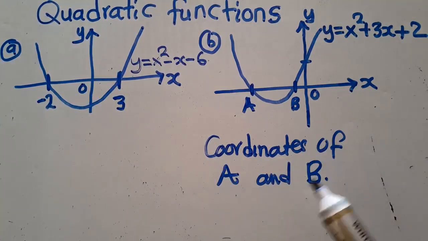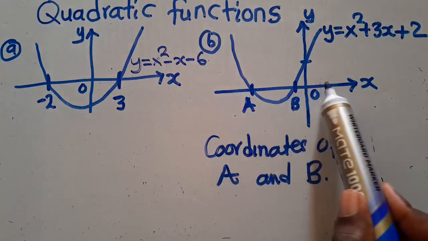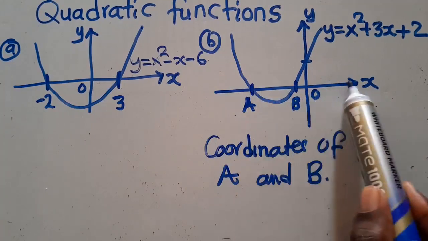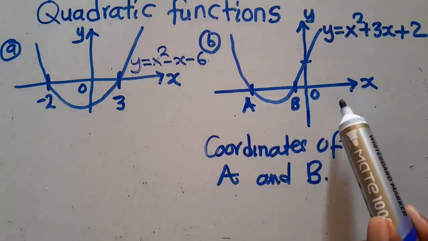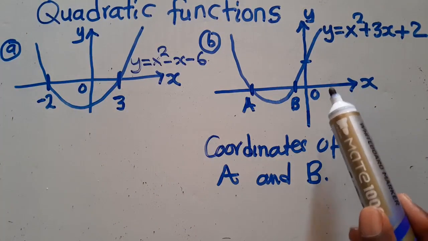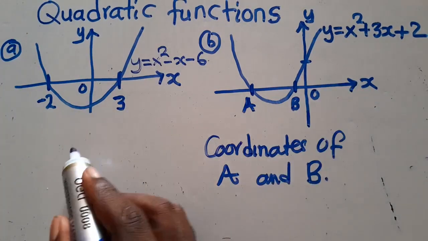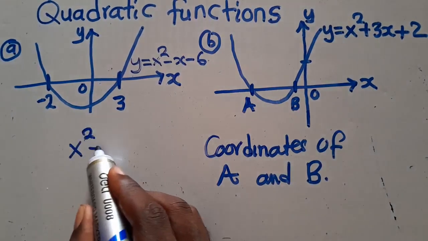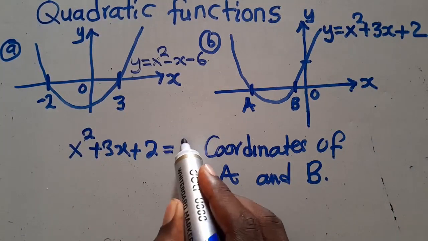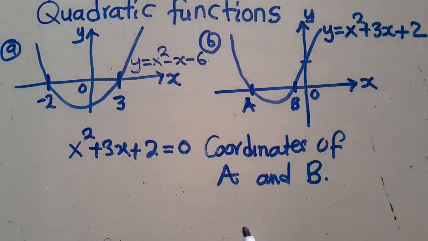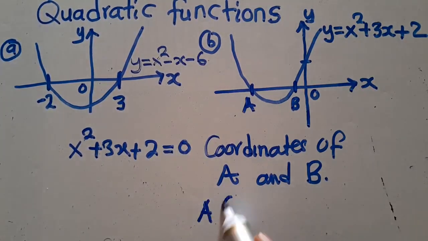For you to find the coordinates of A and B, if you can see properly, these points are along the x-axis. So you know that in the x-axis, the value of y is 0. So where there is y, you put 0. So you're going to have x squared plus 3x plus 2, which is equal to what? Equal to 0.